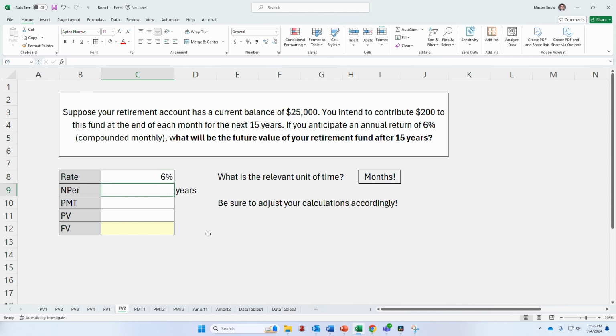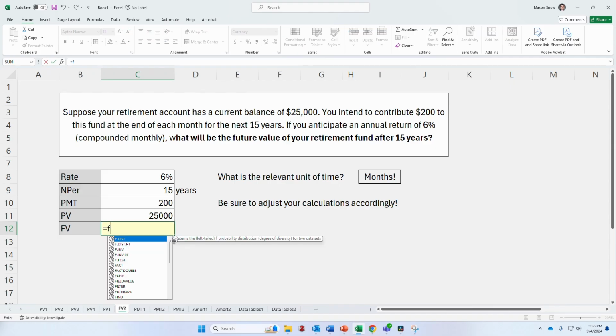Okay, our rate is going to be 6%. That's our expected ROI. Number of periods, well, it's 15 years, but we got to go back and say this is being compounded on a monthly basis. We will have to make adjustments in our calculation. Our payment's going to be $200 each month, but we're starting with the present value of $25,000. That's what's already in there.